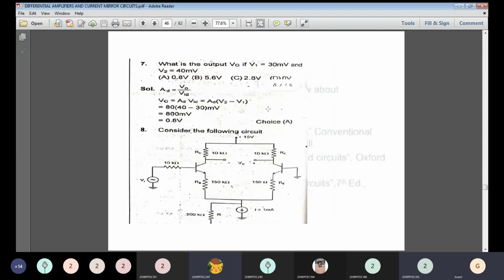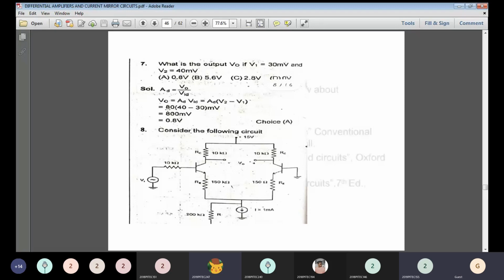So the next question in the same specification is, what is the output V0 if V1 is 30 millivolt and V2 is 40 millivolt? So what is the value of V0? For this case, we can use the differential mode gain formula with respect to voltage, because here voltage is given in the given data. So based on the given data, we can choose the formula. So V0 divided by VD. From this, by cross multiplying, you can get the formula for V0. V0 is equal to AD into VD.